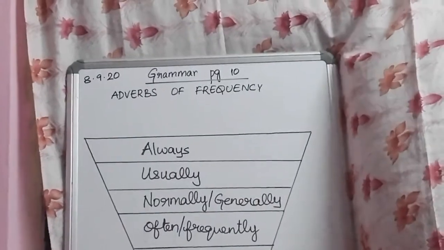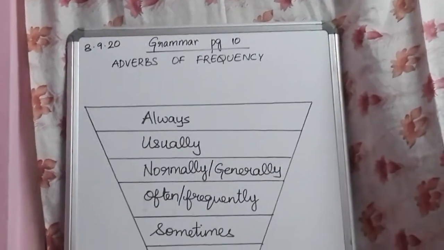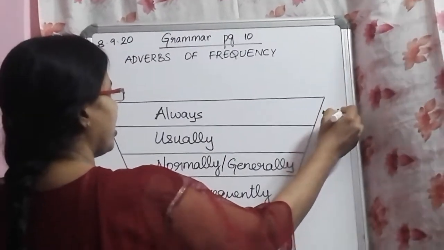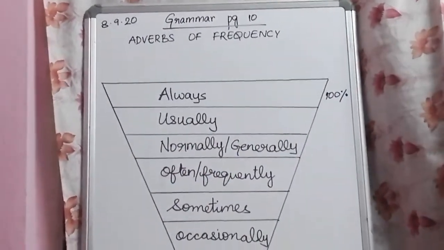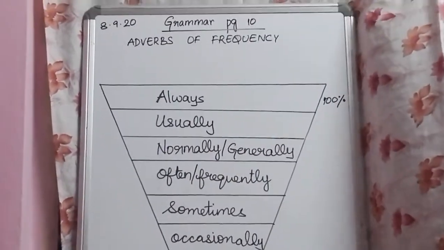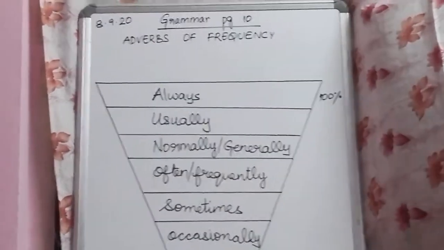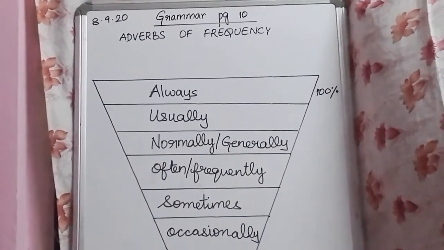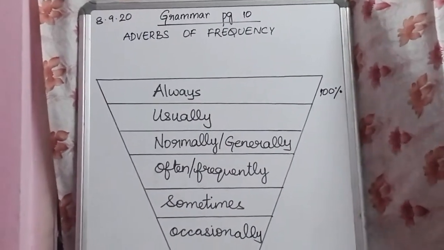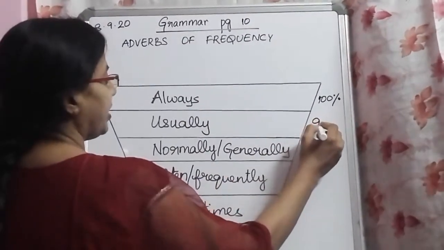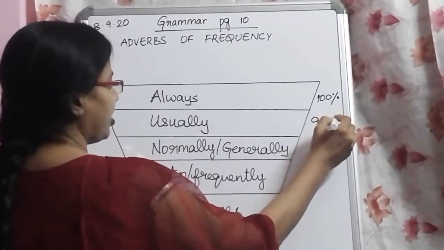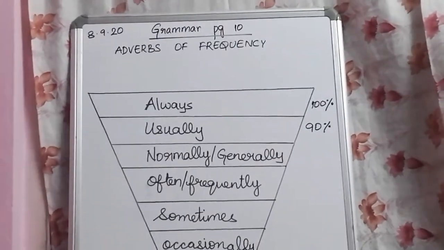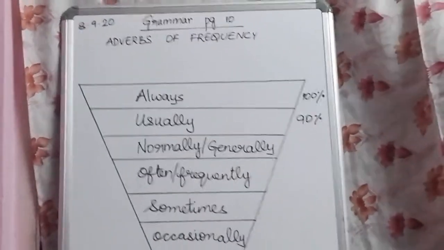The first one is always. We use this always when some activity is done every day, 100%. I always take bath in the morning. So this is something which you do every day. The second one is usually. It is used when the activity is done 90%. That means mostly it is done. I usually come home after work.